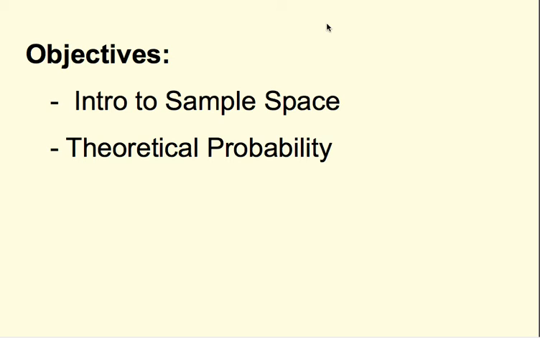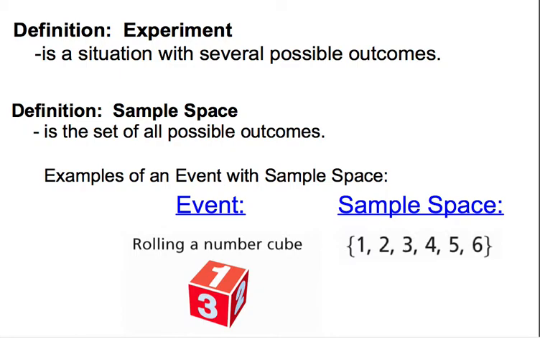Theoretical probability. The first thing I want to identify is, what is an experiment? An experiment is a situation with several different possible outcomes. Within those outcomes, we call these our sample space. For example, we have a dice, and this dice has 6 numbers on it. So our sample space would be 1, 2, 3, 4, 5, or 6 for a 6-sided dice. They also call it a die.